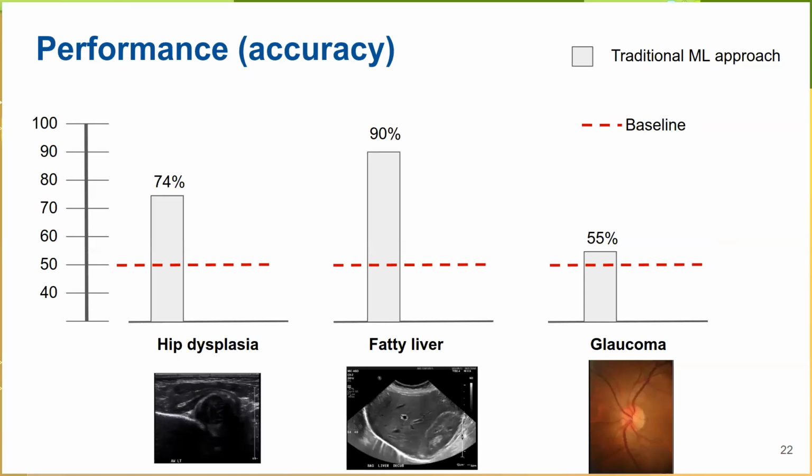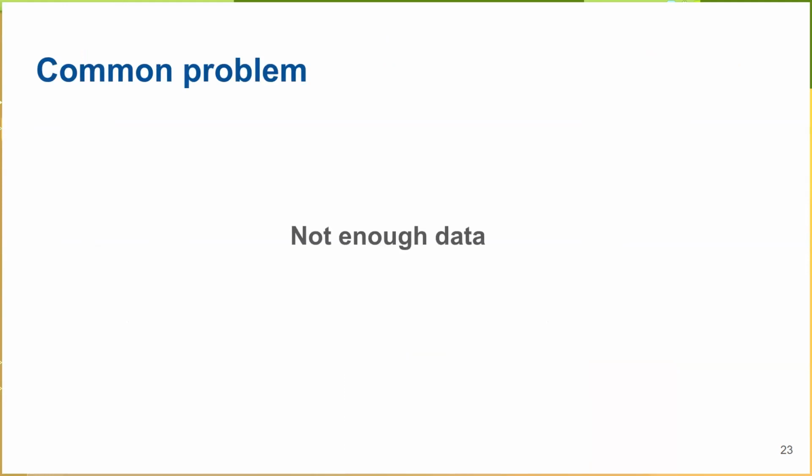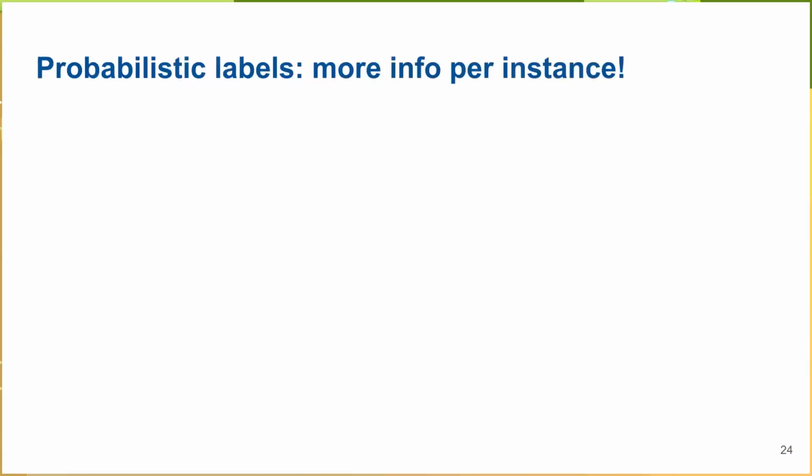So when we use this, this is the performance that we got for hip dysplasia, for fatty liver, and for glaucoma. So this is the traditional method. This is the first thing that we might try. Now, the common problem is, how do we boost this performance? Or why is it not much better? And usually the answer is, well, we do not have enough data to improve the performance of this algorithm.